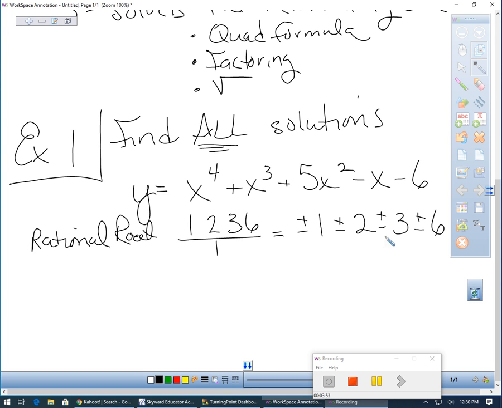Now, we all agreed last year that the easiest way out was to do what? Yeah, we graphed it. I mean, we can take all 8 of those, plug them in, and find out what makes it 0, or we can graph it. What do you want to do? Graph it. Okay.